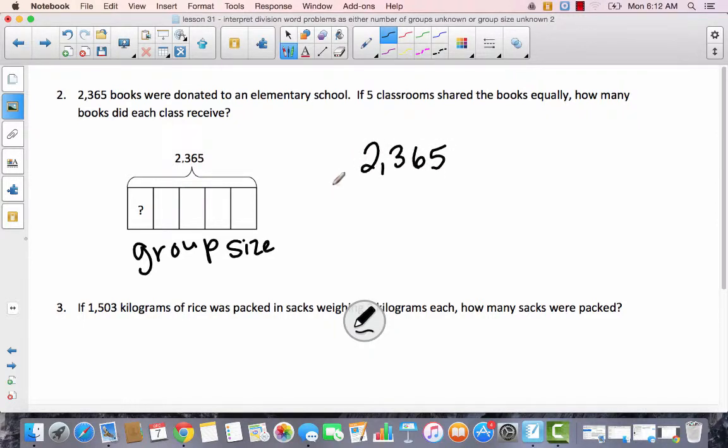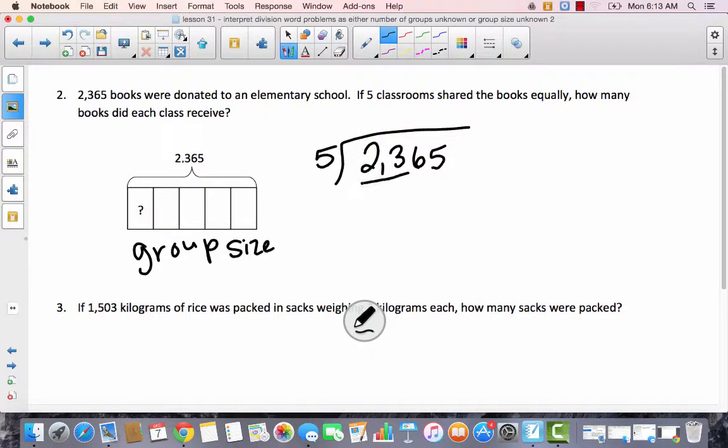2,365 divided by 5, because that's how many classrooms there are, to find out how many books are going to go to each class. So I want you to divide, and then when you're finished dividing, come back. If you're stuck and you don't know what to do, you can always follow along with me. All right, so again, I cannot take 2 and divide it by 5.